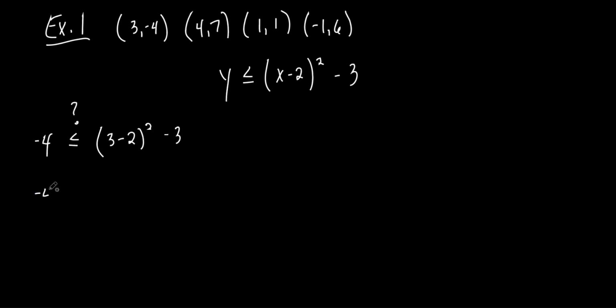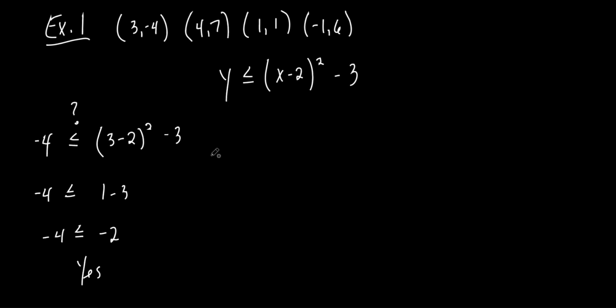So again, we're testing negative 4, and this is a 1. 1 squared is 1 minus 3, which is a what? Negative 2. So is negative 4 less than or equal to negative 2? Yes. So we write yes. All right? And we just do it 3 more times, but with different numbers.